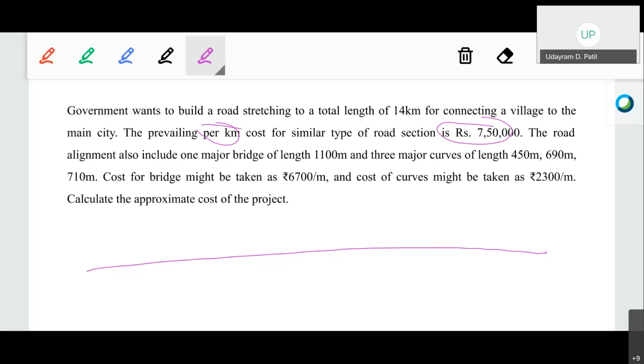So therefore, the more precision will be obtained by considering the service unit as per meter.